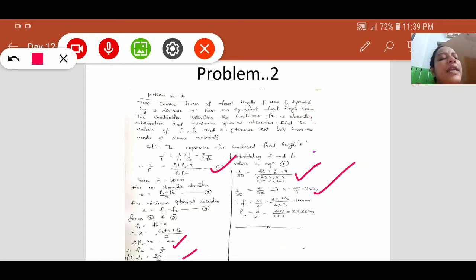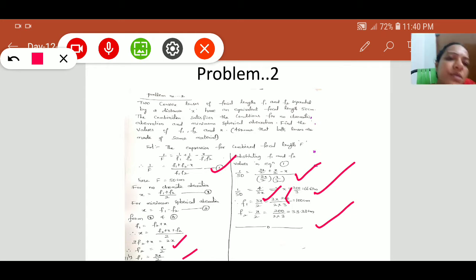Now after getting the x value, what is the focal length of the first lens? That is f1. f1 is nothing but 3x by 2, that is 3 into 200 by 3. We get 100 centimeters. Similarly, the focal length of the second lens, f2, is equal to x by 2, that is 200 by 2 into 3. We get 33.38 centimeters.